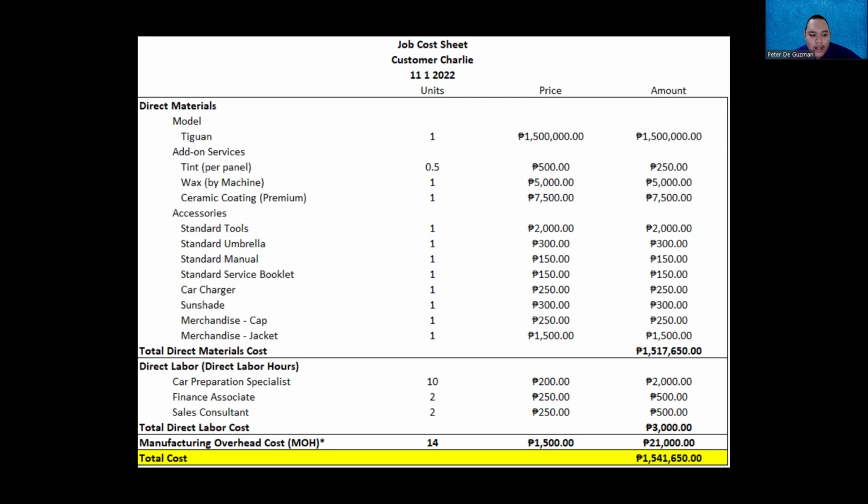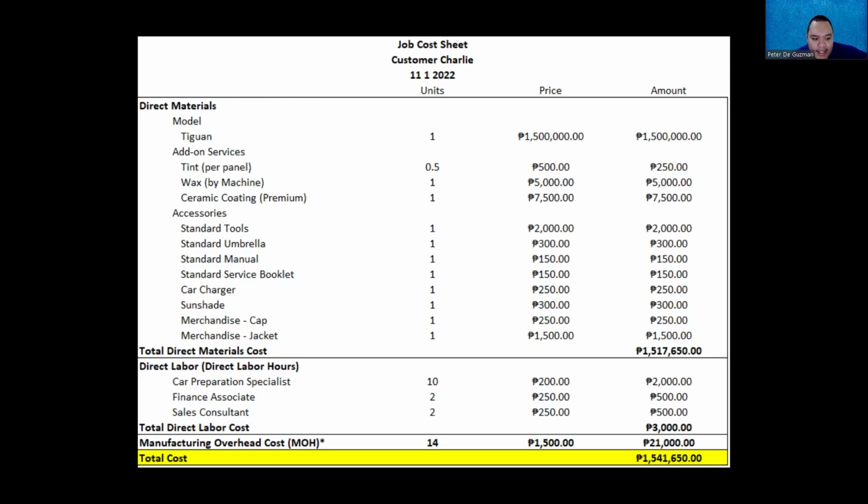Let's take a look at what Charlie did. Okay, so Charlie also availed of the charger. Charlie also availed of sunshade. On top of that, we could also include his merchandise purchases as part of the entirety of the purchase package. We can see here that Charlie purchased not just a cap but also a jacket. The cap is priced at 250 pesos. The jacket is priced at 1,500 pesos, further raising the costs associated with this transaction.